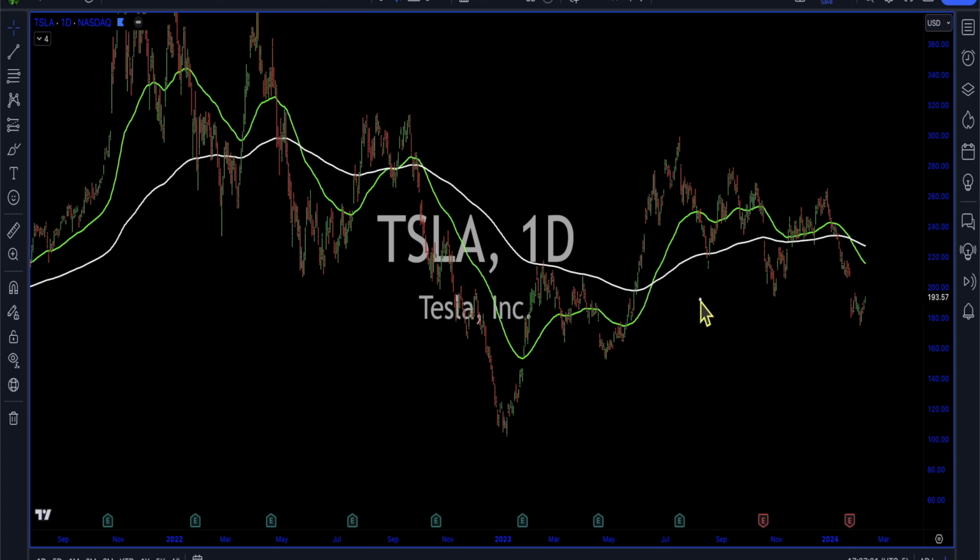What is the price of Tesla? What's been the average? And that's basically it. So when the 50-day moving average gets crossed by the price, meaning the price went above the average, that's when a lot of people like to start jumping in.